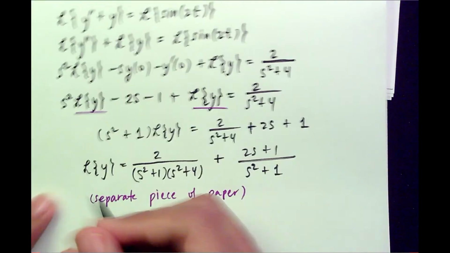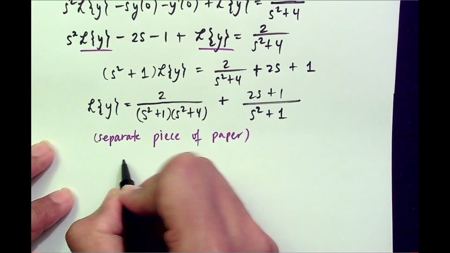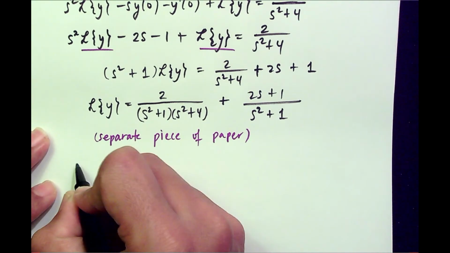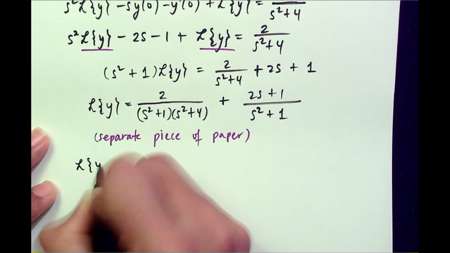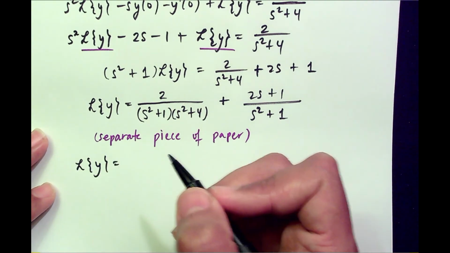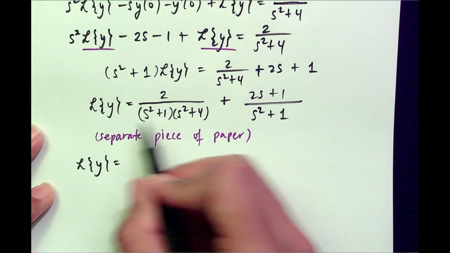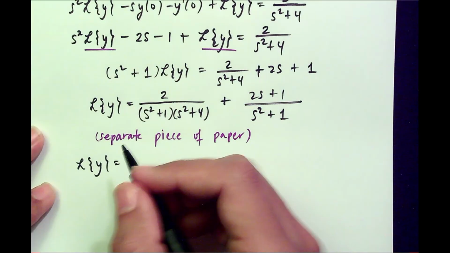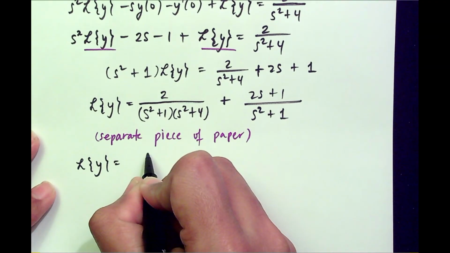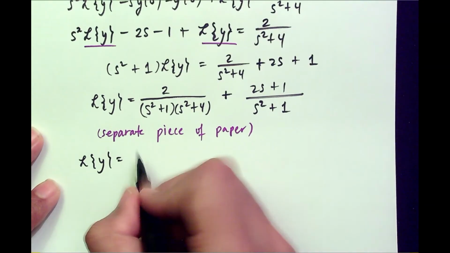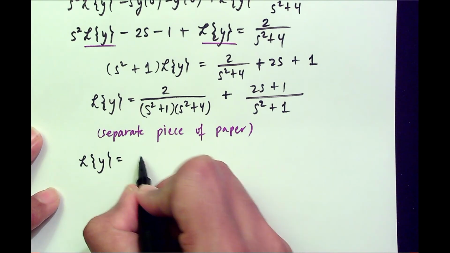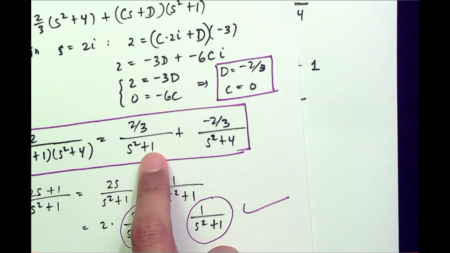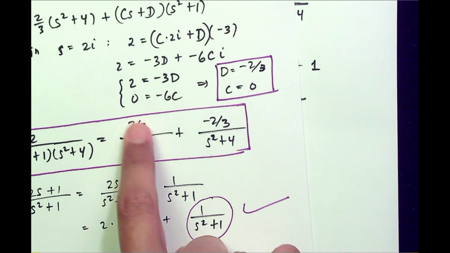Okay, so it takes quite a bit of work sometimes to put this in ready-to-go form in order to look it up in the table. But it's all a lot of algebra. Okay, so let's rewrite this using the decomposition that we got. So this is 2/3, and I'm going to put the 2/3 in front. This is what we have: 2/3 over s squared plus 1.